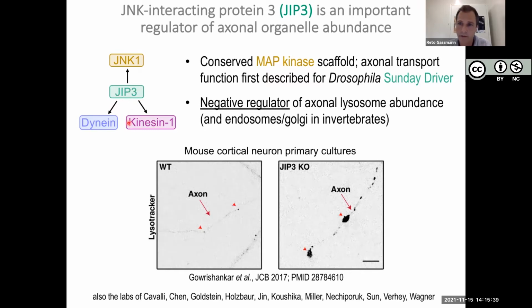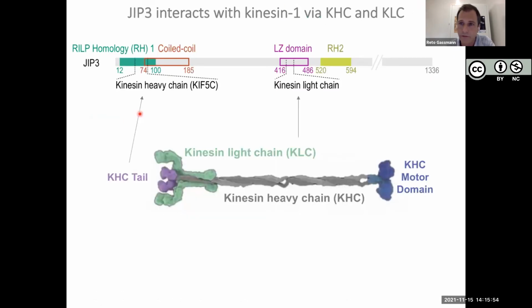And one way we thought we would approach this is to engineer and then characterize specific mutations that displace either only dynein or only kinesin from JIP3. And so for this, we need to understand, of course, how the two motors bind to this JIP3 protein.